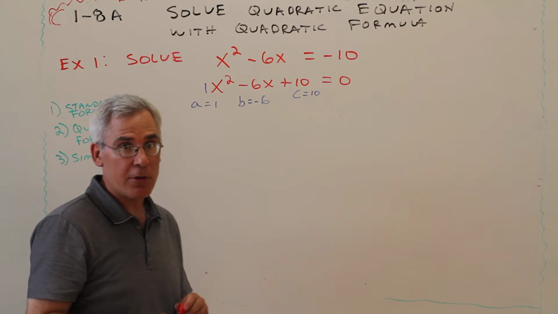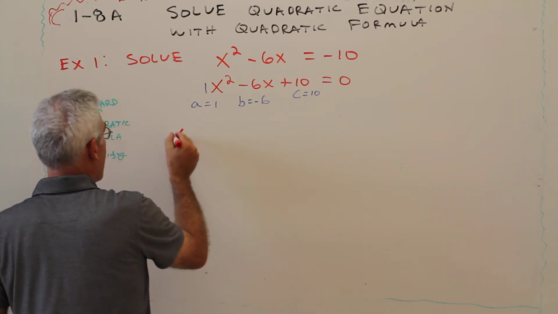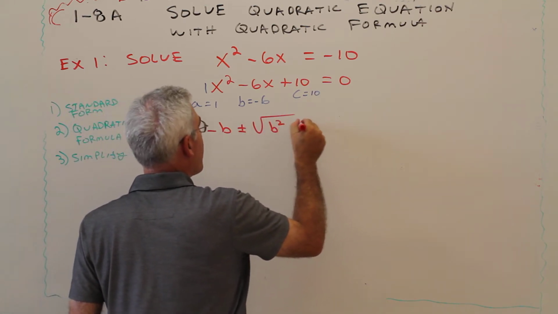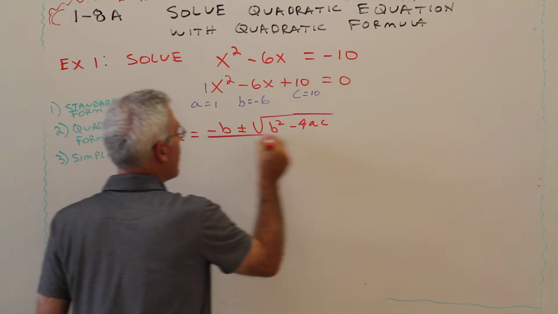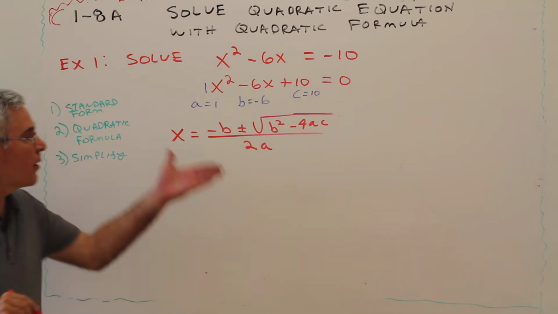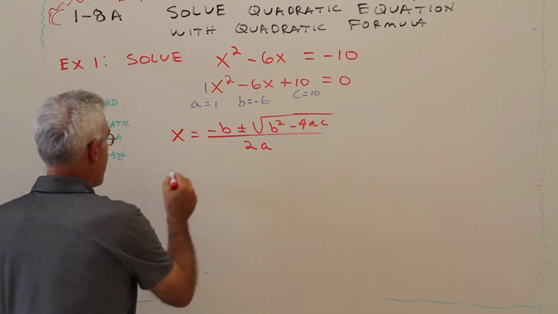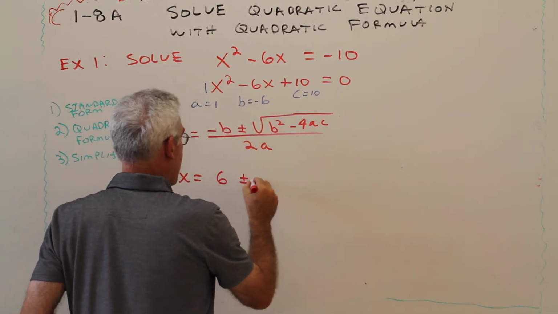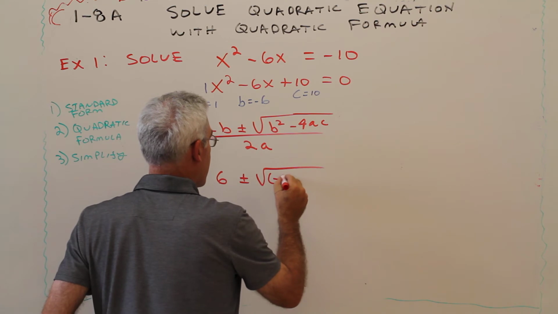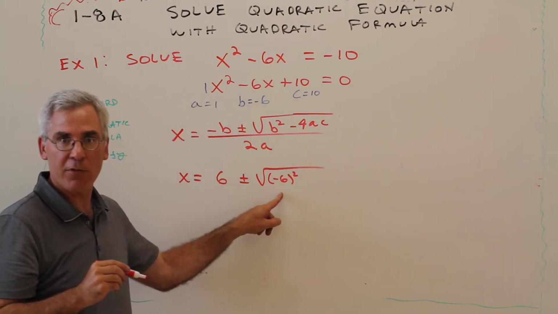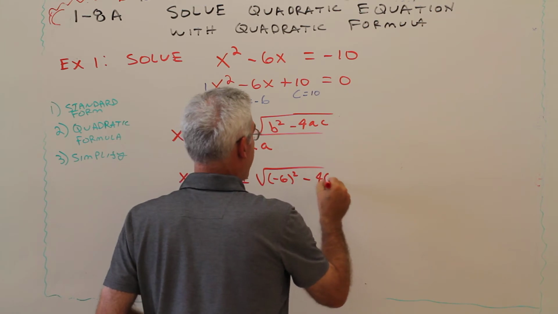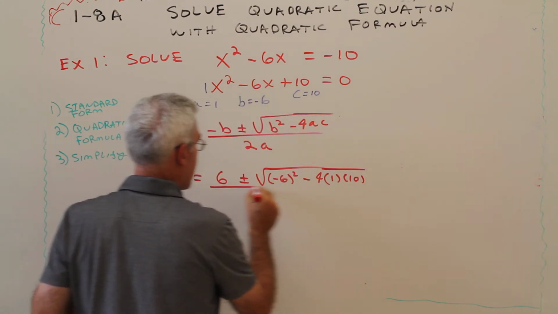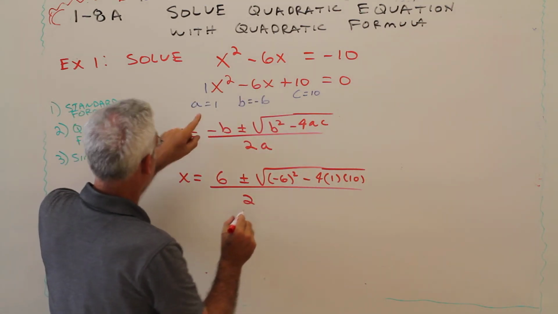So I'll now write down the quadratic formula. X equals the opposite of b plus or minus the square root of b squared minus 4ac all over 2a. So now the rest is just plug and chug. So x equals the opposite of negative 6, which is 6, plus or minus the square root of negative 6 squared. I always use parentheses to avoid mistakes. Minus 4 times 1 times 10, all over 2 times 1.